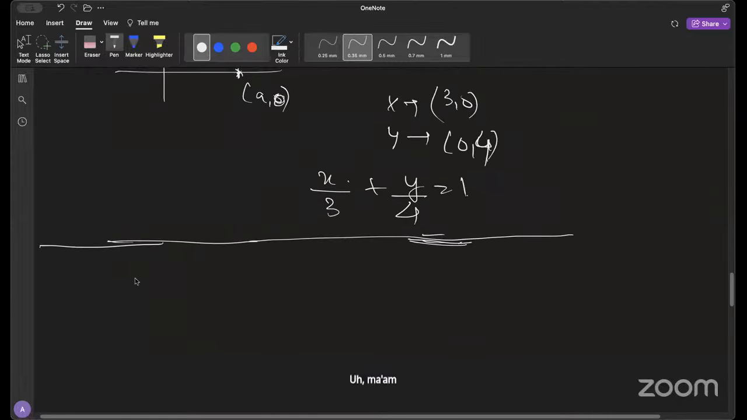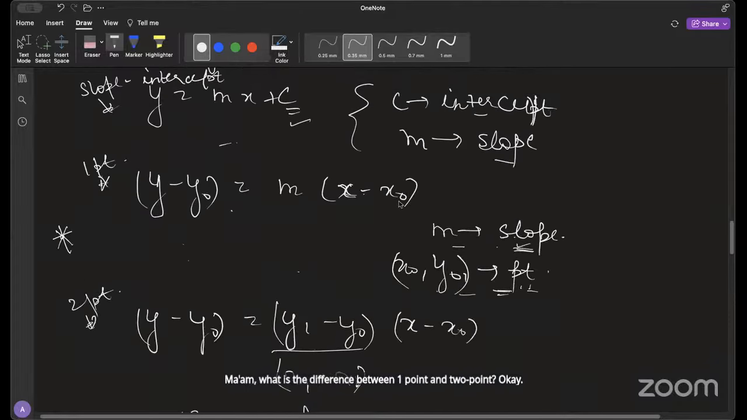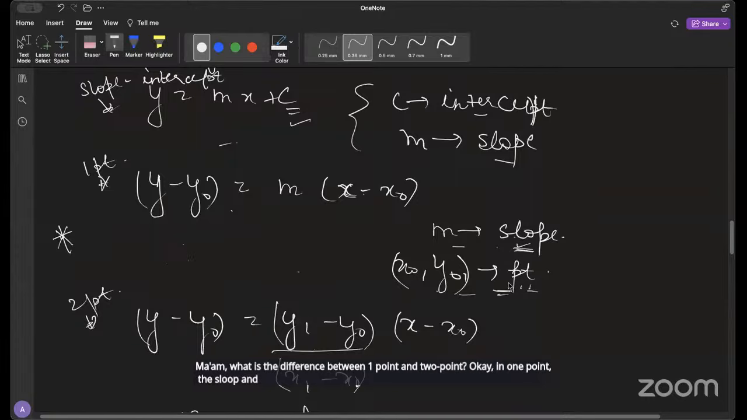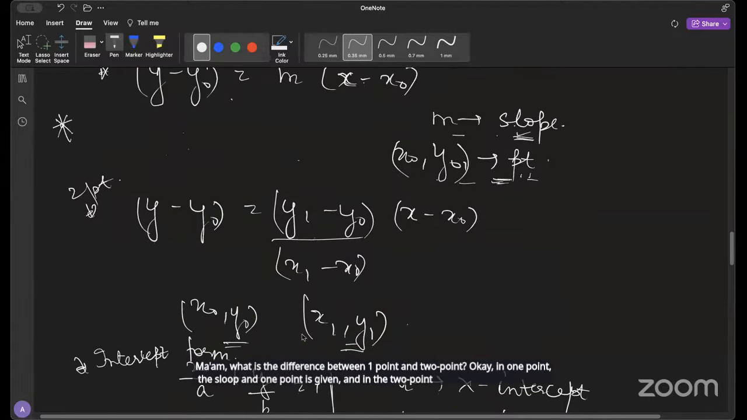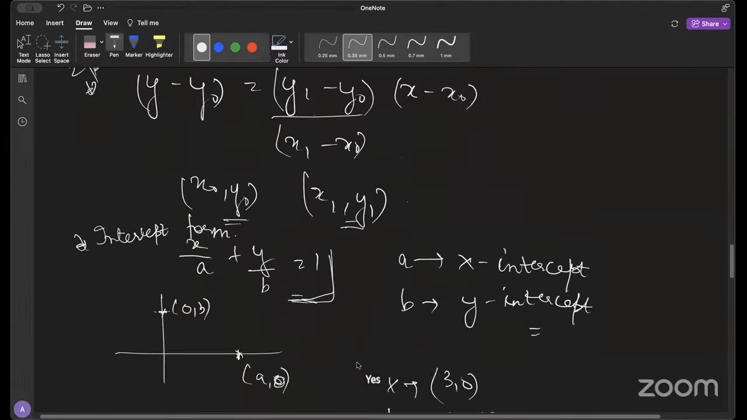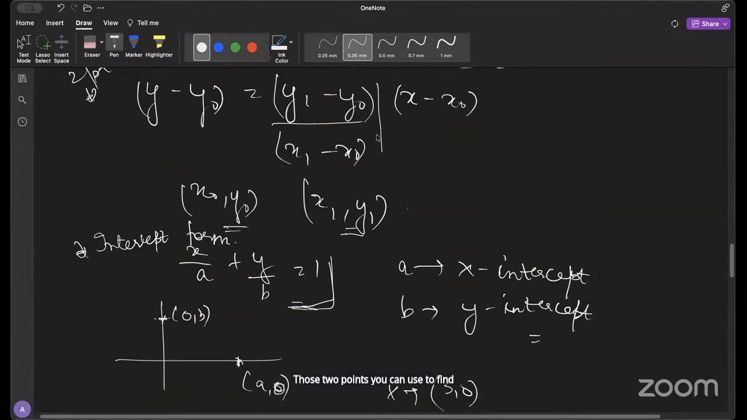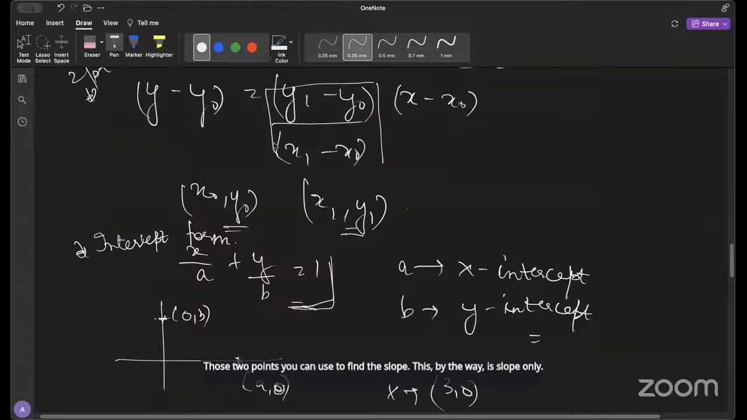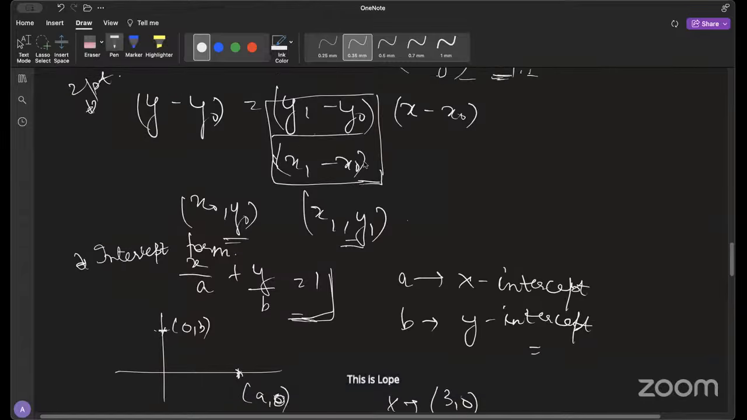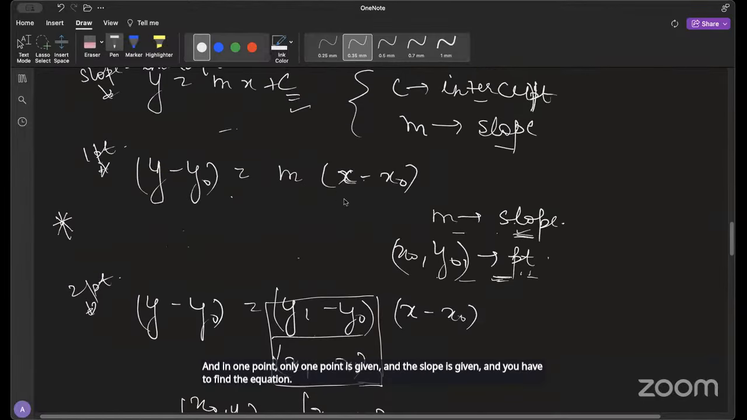Ma'am, what is the difference between the 1-point and 2-point forms? In the 1-point form, the slope and 1 point are given, and in the 2-point form only 2 points are given. Those 2 points you can use to find the slope. This one is the point-slope form: only 1 point is given and the slope is given, and you have to find the equation.